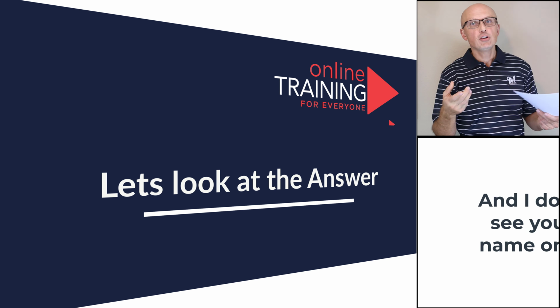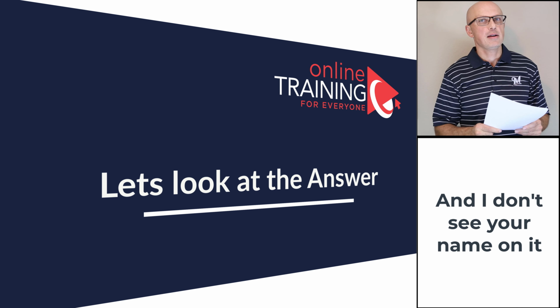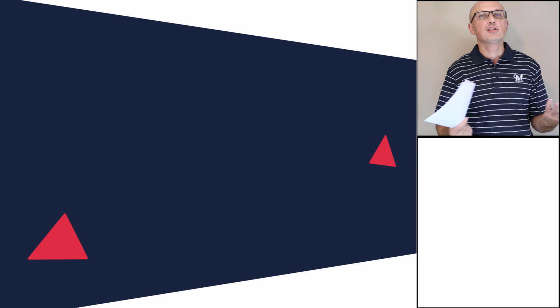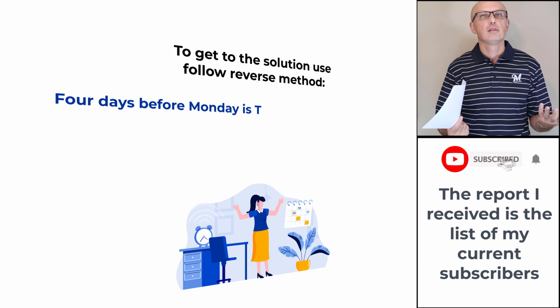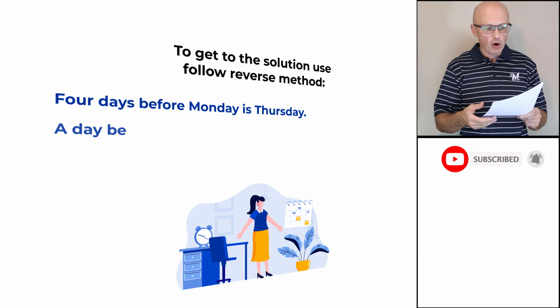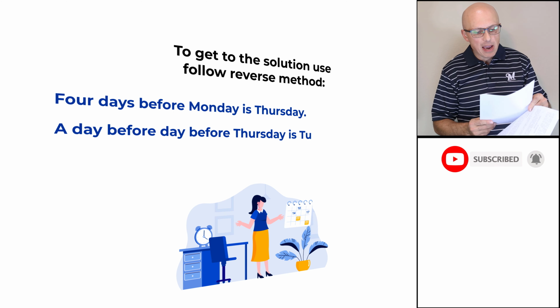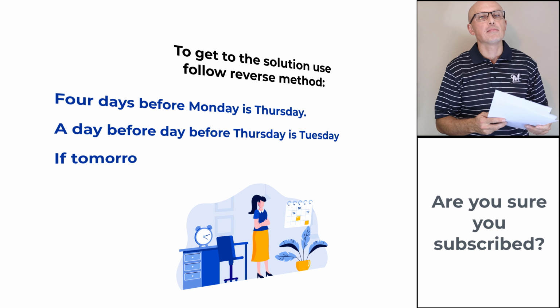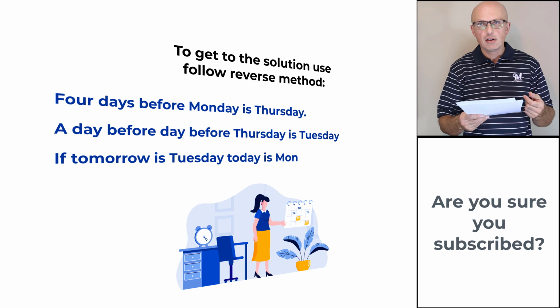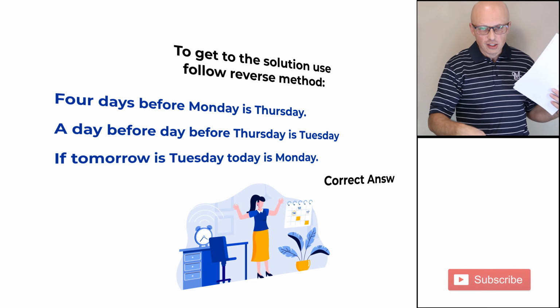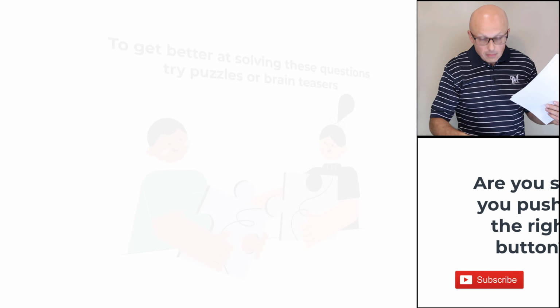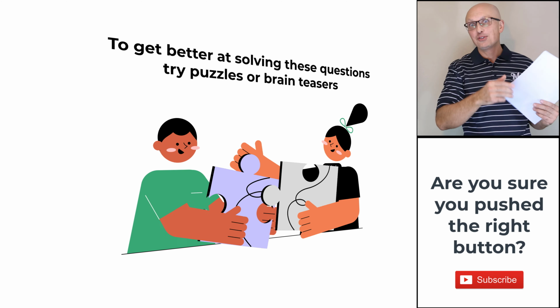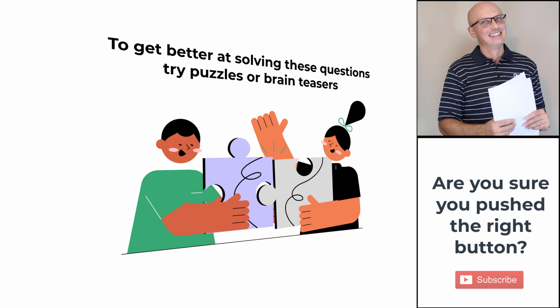To solve these types of problems, we need to analyze them and do them in reverse. 4 days before Monday is Thursday, and the day before Thursday is Tuesday. If the day after tomorrow is Tuesday, it means that tomorrow is Monday... Hopefully you've nailed this question and now know how to answer similar puzzles on the test.